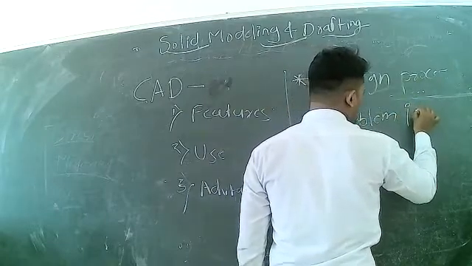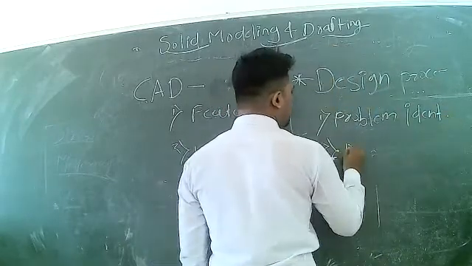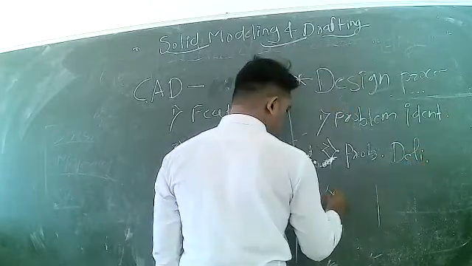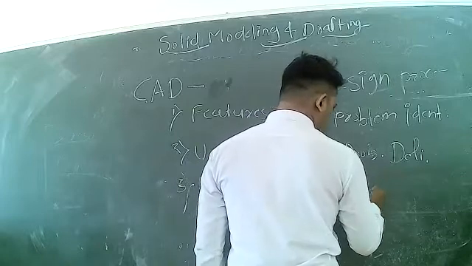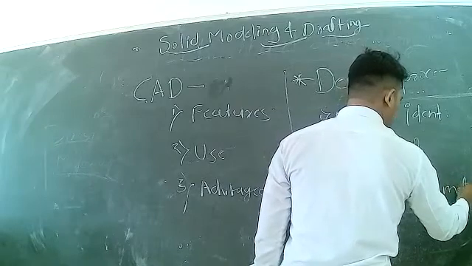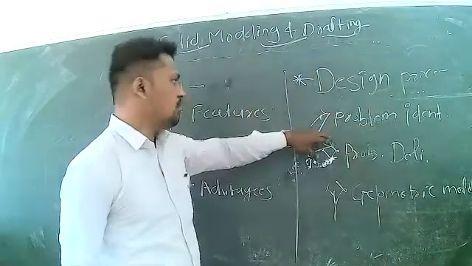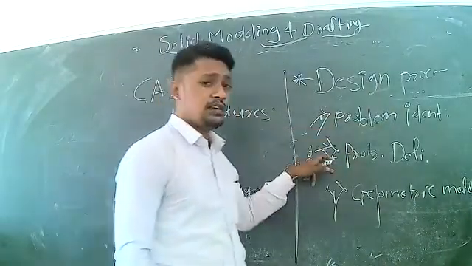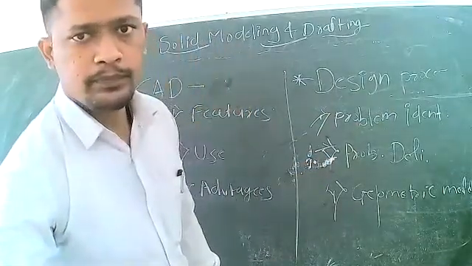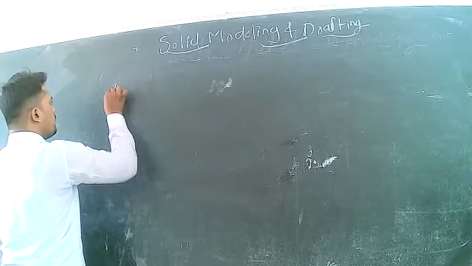problem identification. Next one, problem definition. Third one, geometry modeling. The first two we have already seen, that is problem identification and problem definition. Now we are going to see what is the geometry modeling.